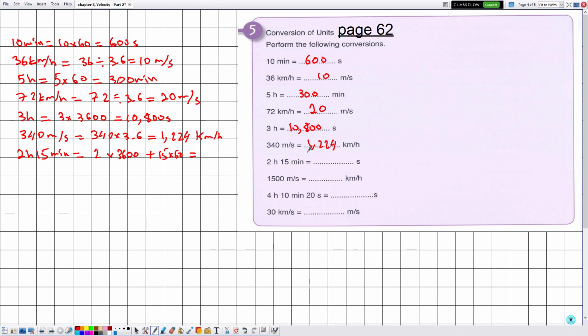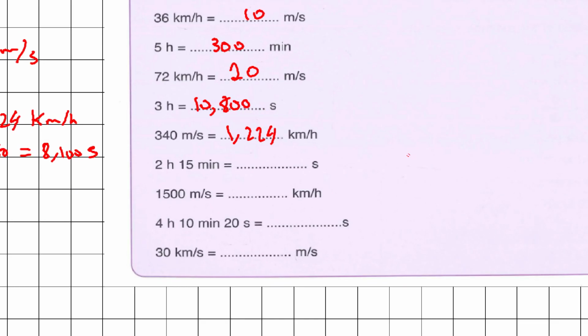then this duration corresponds to 8,100 seconds. Now as for the speed, which is given by 1,500 meters per second, knowing that in order to convert from meters per second to kilometers per hour, we simply multiply by 3.6.